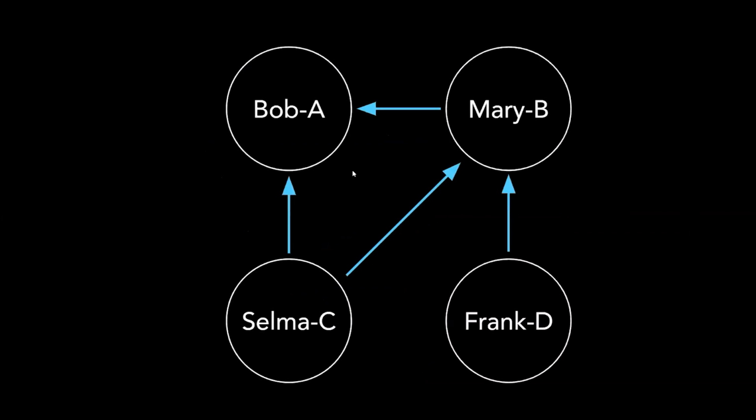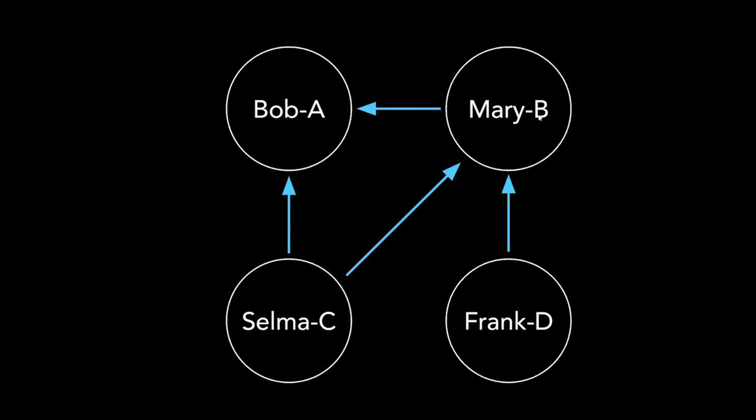Here's another example, essentially of four different people. Let's say there are four different researchers and they all are citing one another's work. So we have Bob, Mary, Selma, and Frank. Essentially you can see here that Bob hasn't cited anyone, so there are no edges going from him to other individuals. You can see the directionality based upon the head of the arrow.